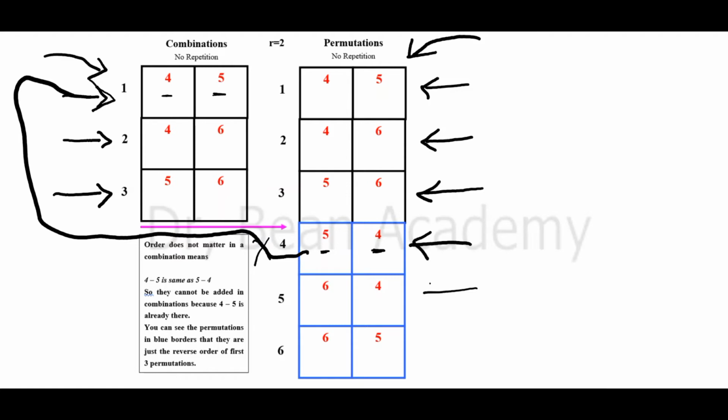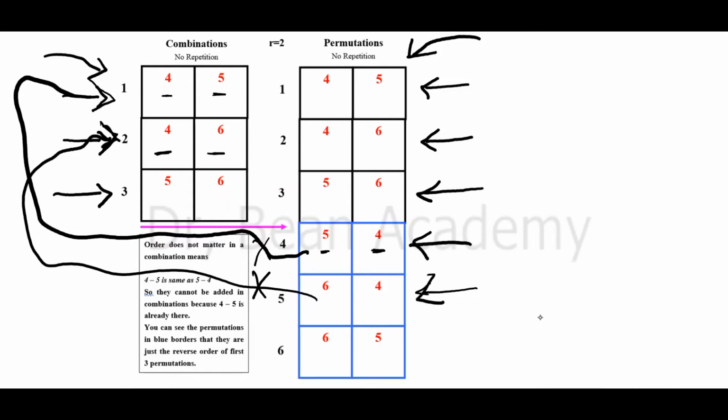Same is the case with 6 4 because 4 6 is already there. So a combination will say, okay, I have 4 and 6, these two digits in my boxes, and I don't care in which boxes, right or left. As long as I have the two digits 4 and 6 in my combination, it's enough. I cannot take this one as a new combination because it may be a permutation, because permutation cares about the position of the number in the box, whether 6 is on the left and 4 is on the right, or 4 is on the left and 6 is on the right side.